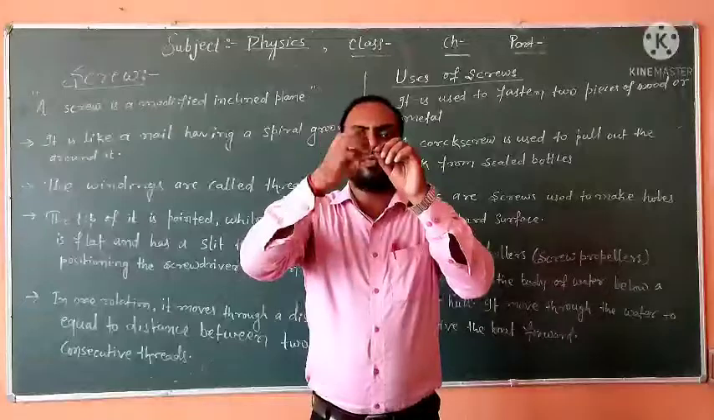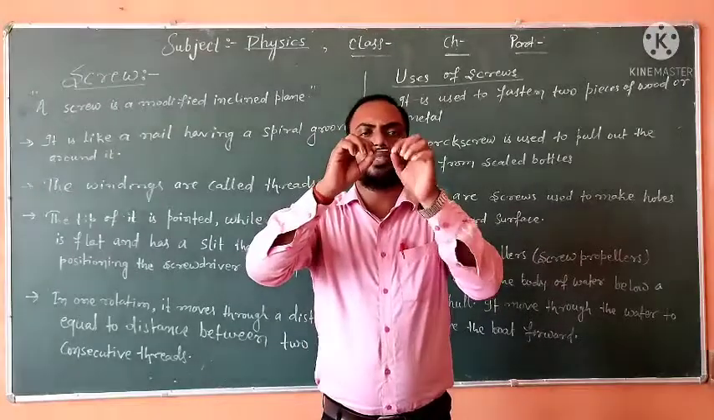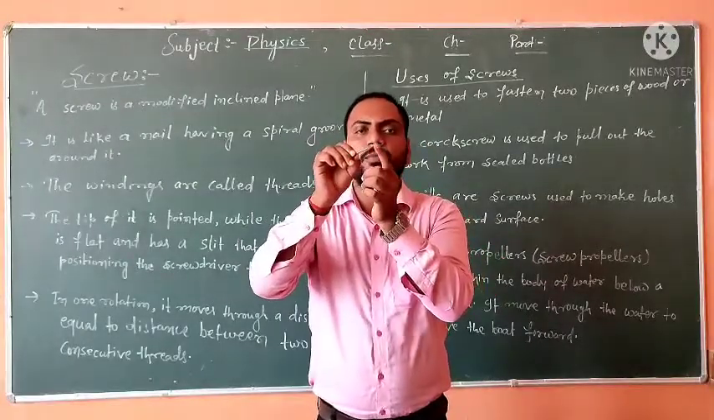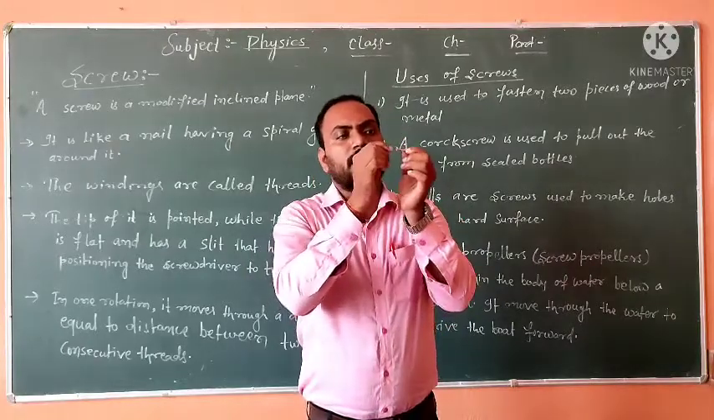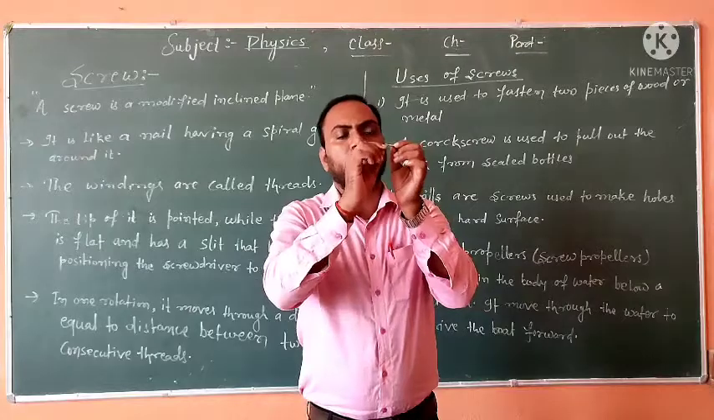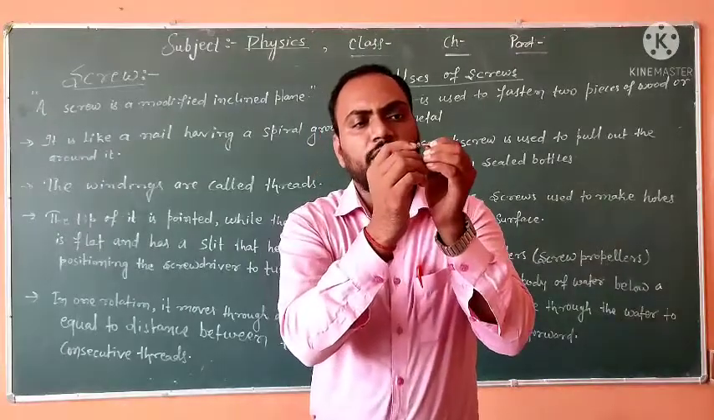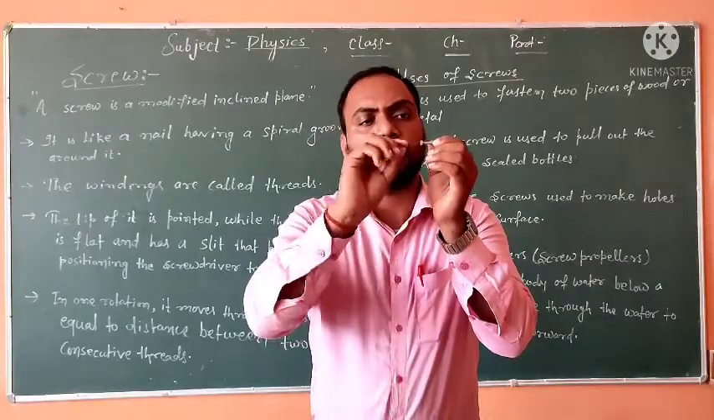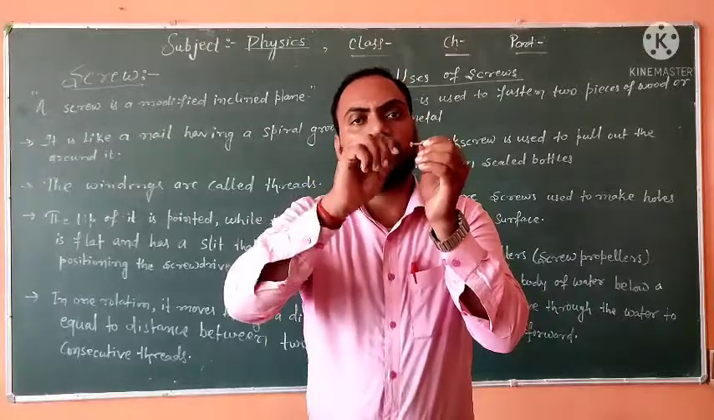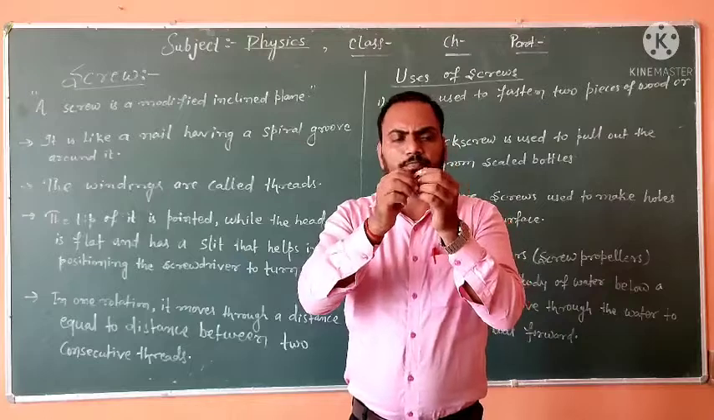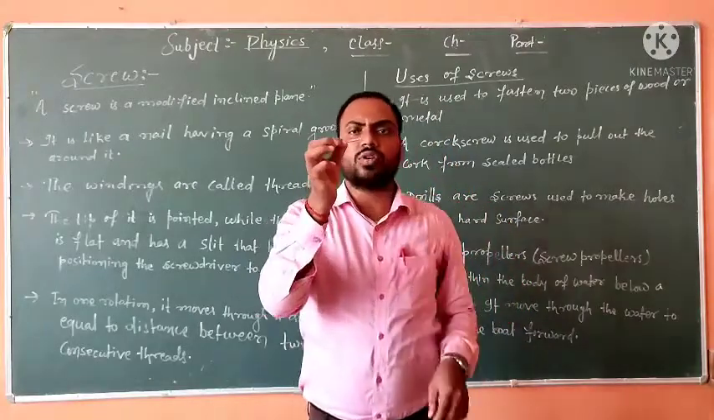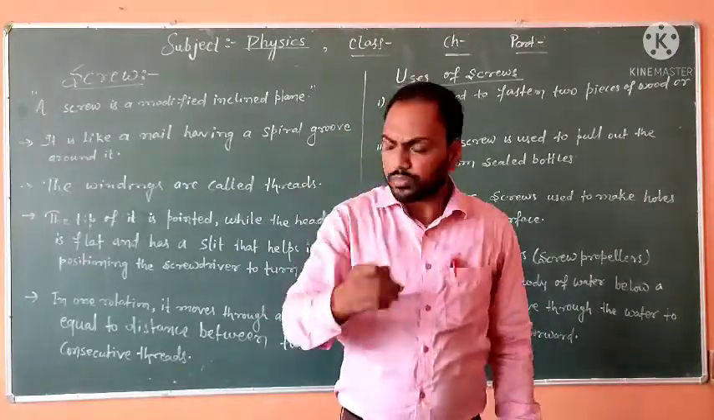There is a groove, and that groove is called a thread. It has a pointed tip and a flat back with a slit here. There is a very minute slit here, for what? To drive it with a screwdriver. Dear, this is called a screw.